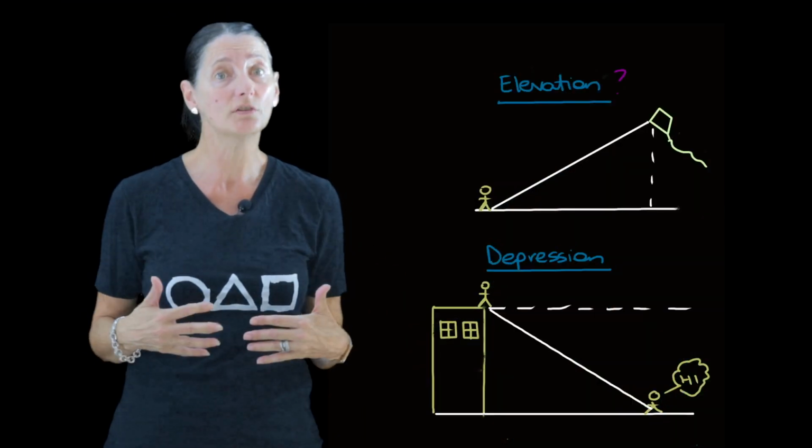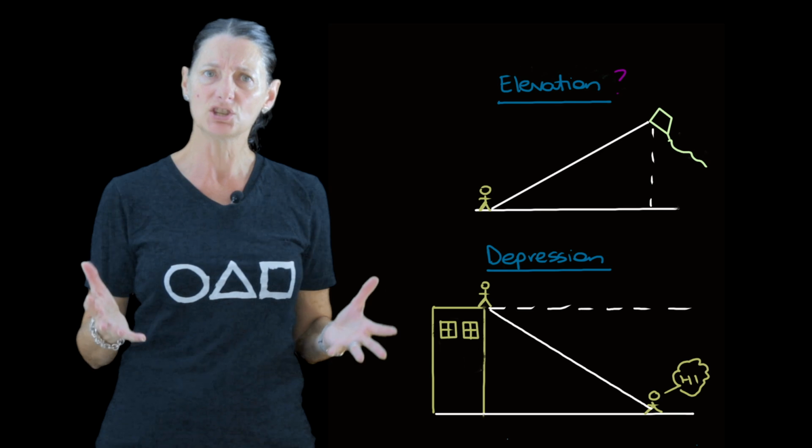An angle of elevation. We often see this when we come across trig problems, but what is an angle of elevation? Well, an angle of elevation is the angle that's measured from a horizontal looking upwards. Let me show you what that means.